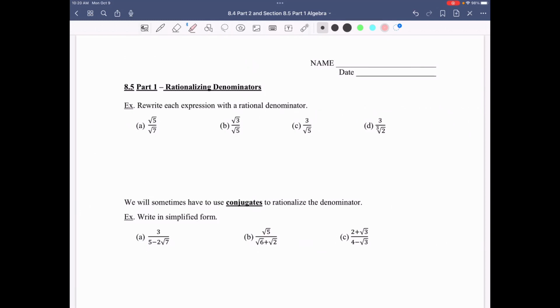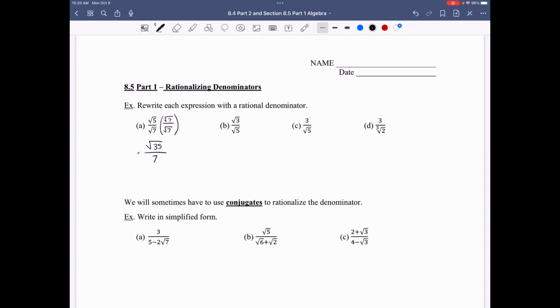So we're starting section 8.5 by rewriting with a rational denominator. That's how part 8.5 starts. So we have here a square root 7 in the bottom. Now if you multiply by the square root of 7 over the square root of 7, that is actually multiplying by 1. That becomes the square root of 35 in the numerator, and the square root of 7 times the square root of 7 is just 7.